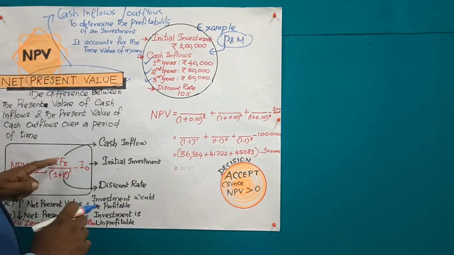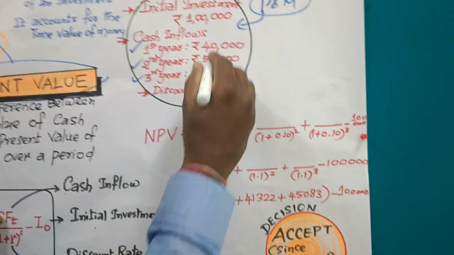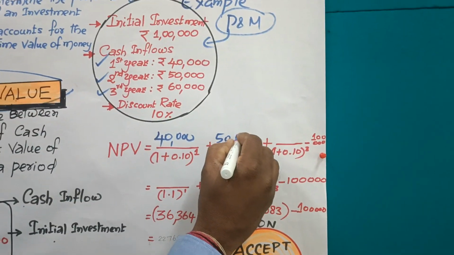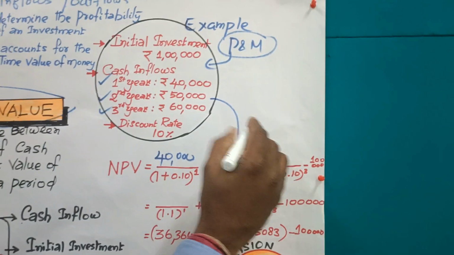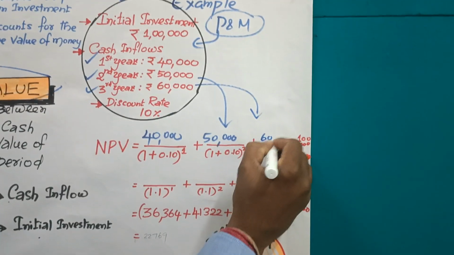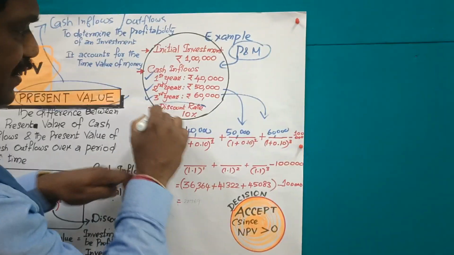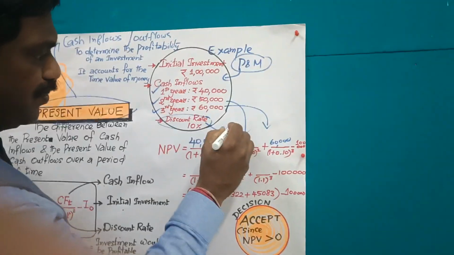So I am going for the cash flows. The first year it's 40,000 rupees. Second year it's 50,000. And third year it's 60,000. Here you can look at the discount rate given as 10%, which will be expressed as 0.10.